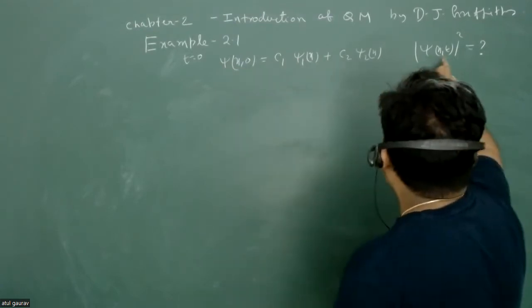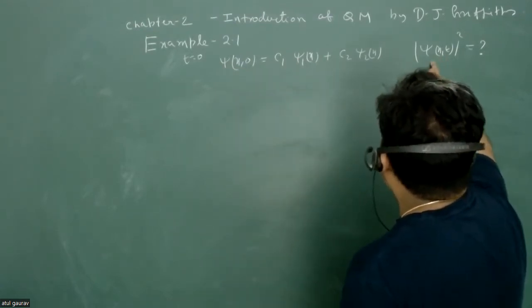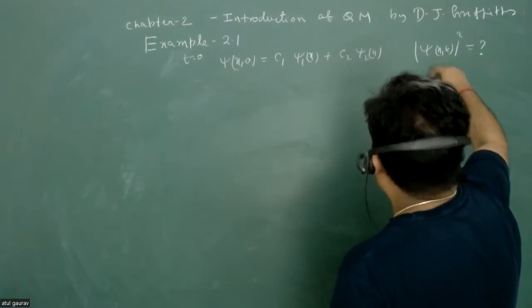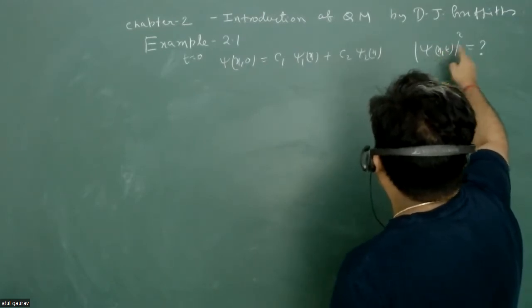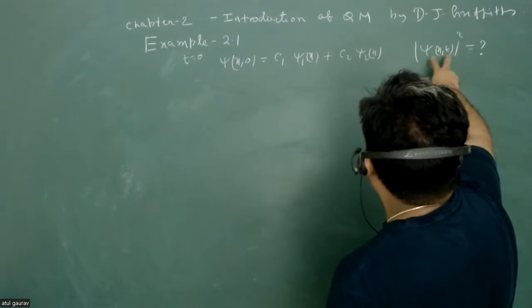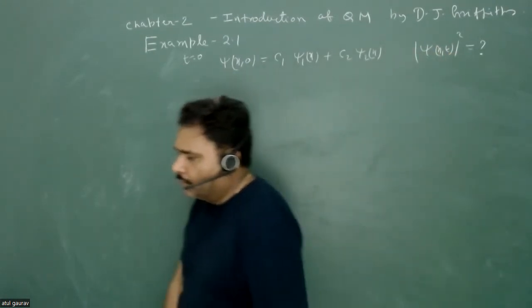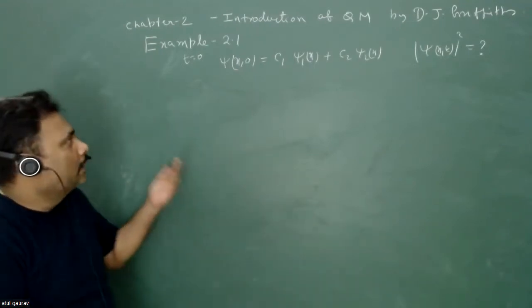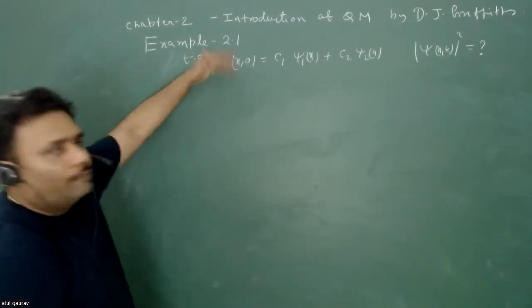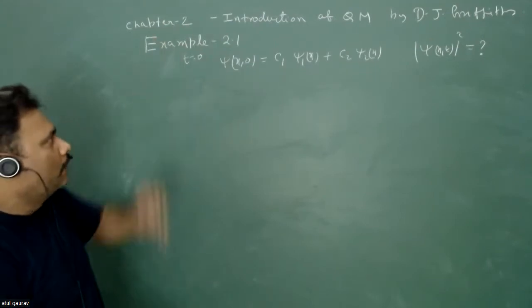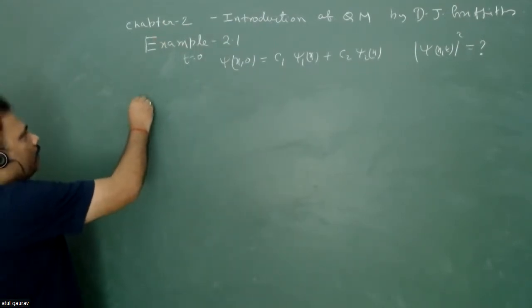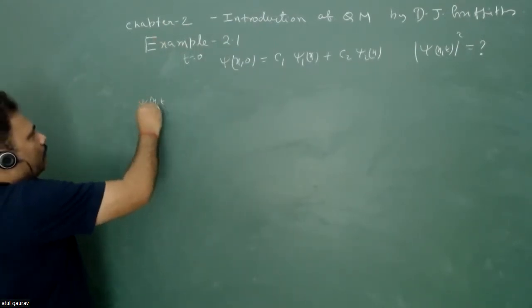is equal to 0. So we have to write the expression for the probability density, or mod psi squared, after time t. What will be the expression of mod psi(x,t) squared? Let's go through all of this. First we have to see how this state evolves with time. So this state will evolve with time something like this.